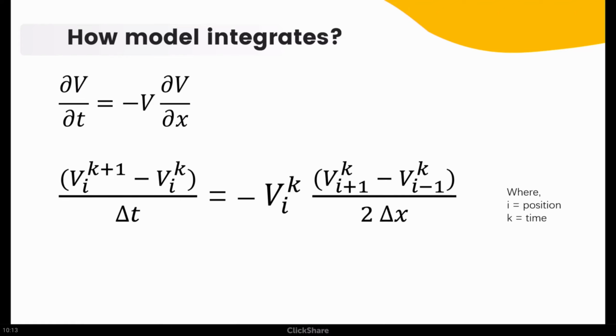Here, V(i,k+1) minus V(i,k) divided by delta t equals minus V(i,k) times V(i+1,k) minus V(i-1,k) divided by 2 delta x, where i is position and k is time. By which we can get V(i,k+1). And here we are also neglecting some higher order terms, which leads to some kind of uncertainty generation, or you can say error generation.